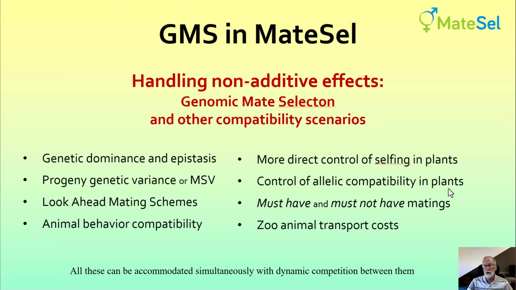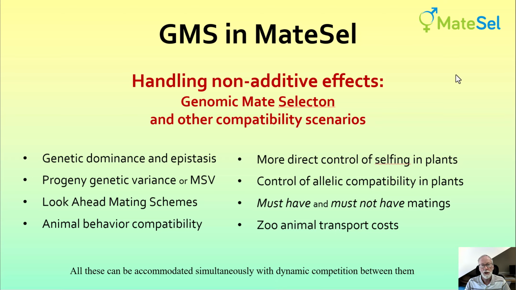And then in general, we have must-have matings and must-not-have matings, and if you can nominate what these are, you can use the GMS facility to help control that. And the last example I've got here relates to transport costs, whether it's zoo animals or otherwise, so that the cost of making a mating between two individuals depends on whether you have to make some transport to bring them together. Now, all these components can be accommodated simultaneously in the same run and with dynamic competition between them, as is the case for a range of other components in MateCell.